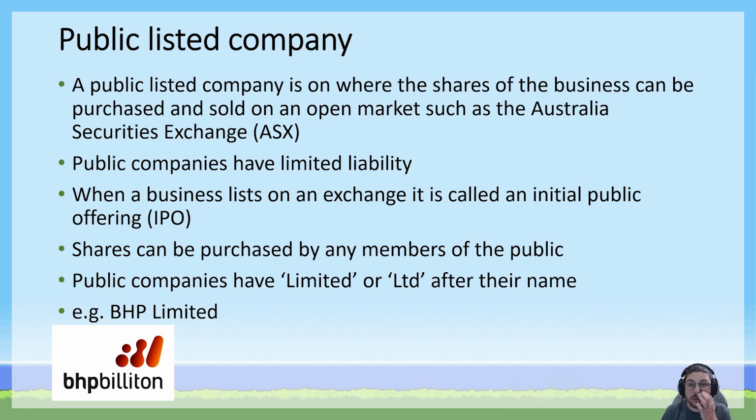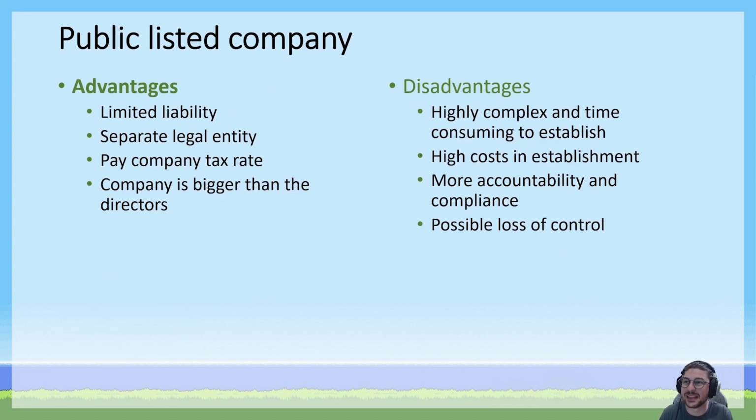As we've said, shares can be purchased by any member of the public, assuming that member of the public can afford to buy the shares. And we can identify a public listed company if the name just includes the word limited or the shorthand for that, LTD, after their name. Mining and oil company BHP Billiton Limited is an example of a public listed company that you might have heard of.